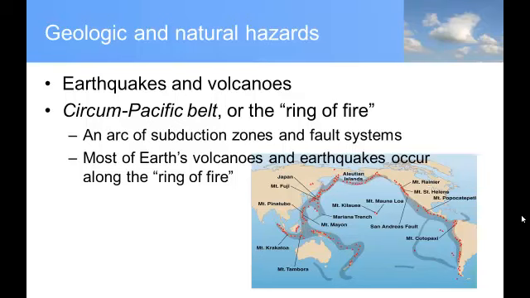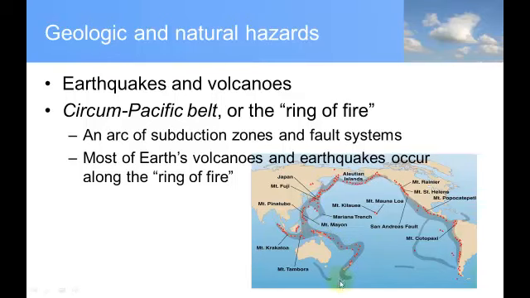If you look back at that map, you can see that there's a lot of fault lines that run around the edge of the Pacific Ocean. They call this the Circum-Pacific Belt, or sometimes the Ring of Fire, which is a nice, great, dramatic term. These are very geologic areas. You have lots of subduction zones and lots of fault systems. As a result, this area around the edge of the Pacific Ocean that runs around the world is known as the Ring of Fire, and it has lots of very active volcanoes.